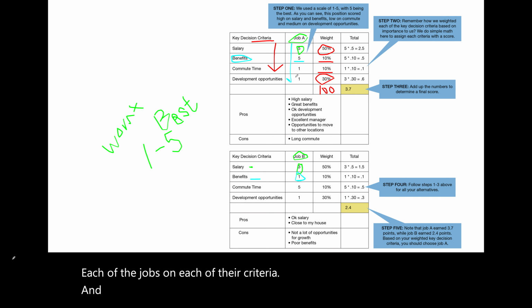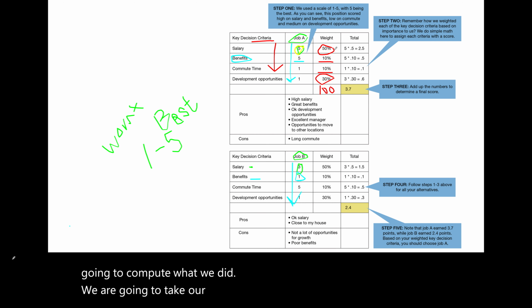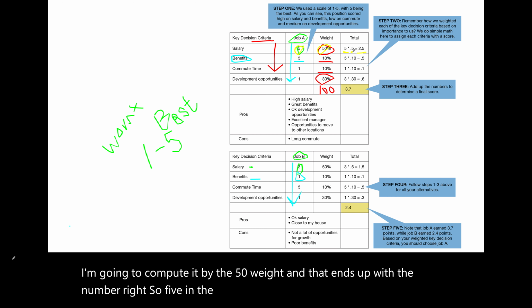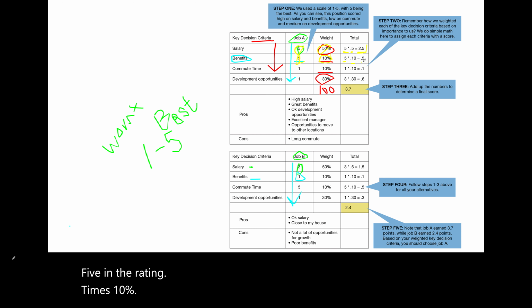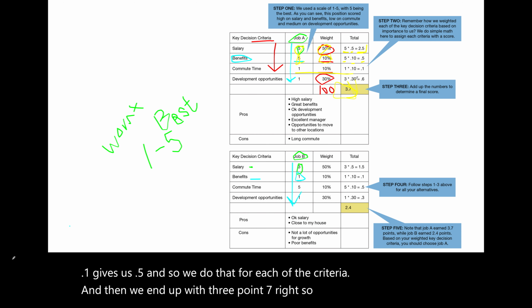And once we've done that, we are now going to come through and compute what we did. So we are going to take our number 5. I'm going to compute it by the 50% weight, and that ends up with the number, right? So 5 in the rating times 0.5 in the weight gives us 2.5. 5 in the rating times 10%, 0.1, gives us 0.5. And so we do that for each of the criteria, and then we end up with 3.7, right? So 3.7 is our final number.